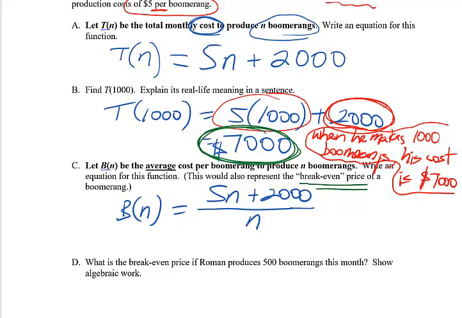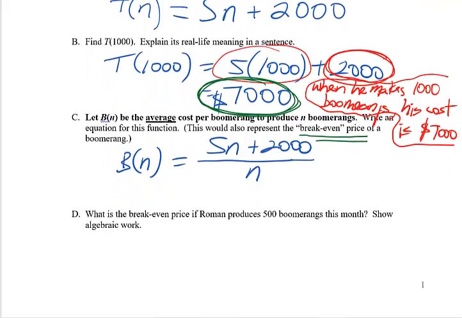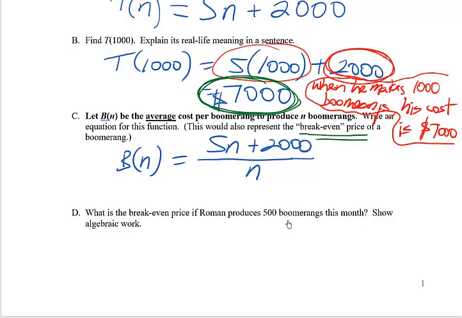Part D says, okay, so let's say that this month Roman is able to produce 500 boomerangs. That's what his little company can make. We're trying to figure out what price tag he would have to place on those boomerangs for him to break even. That's otherwise known as find the average cost per boomerang. Well, we have a formula for that, right, in part C. So all I need to do is find B of 500.